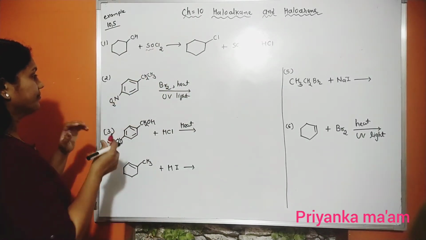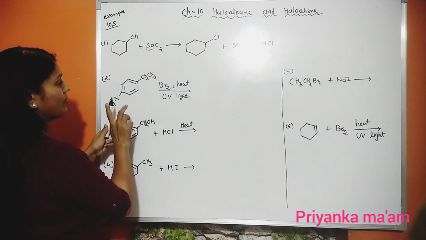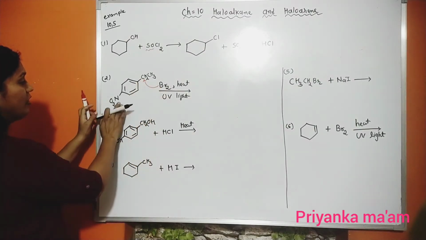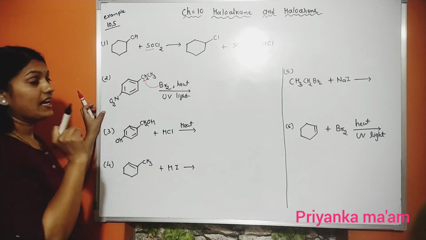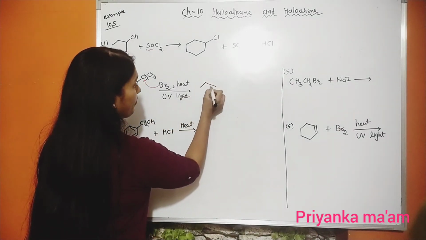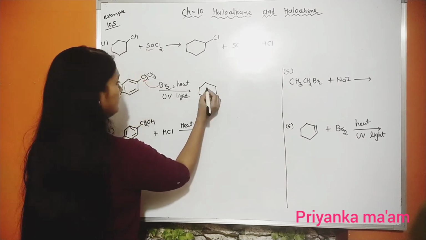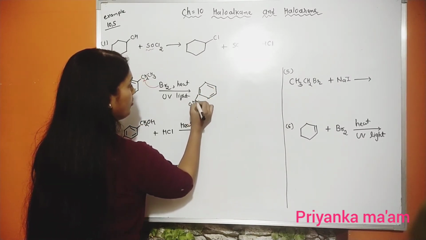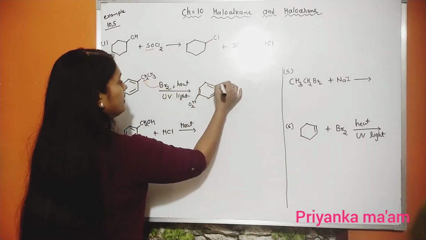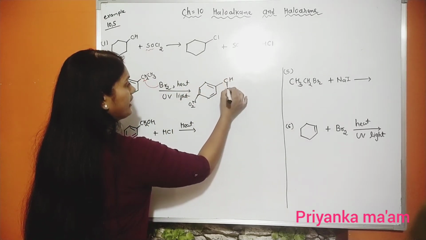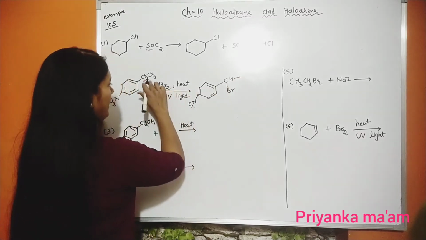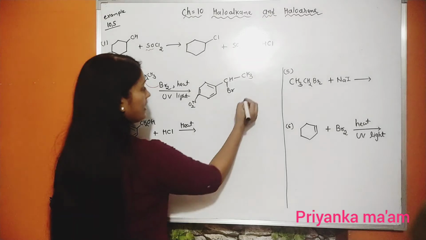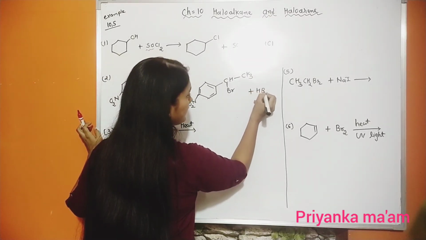Second reaction. One bromine is attached with this carbon. NO2 and this benzene ring remain the same. NO2, CH reacts with Br and here CH3. 1 HBr is a byproduct.